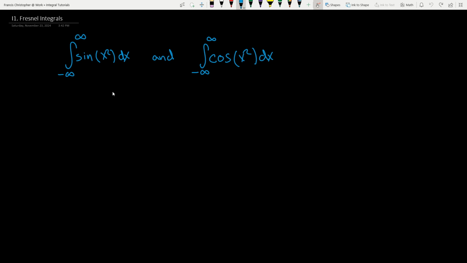One of the integrals, or two of the integrals that came up were the Fresnel integrals, and you can't use elementary techniques to solve these. So I'll show my approach that I thought about, and I'll go through it step by step if you're interested.